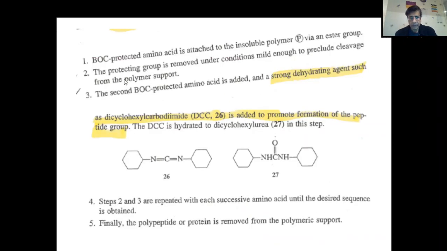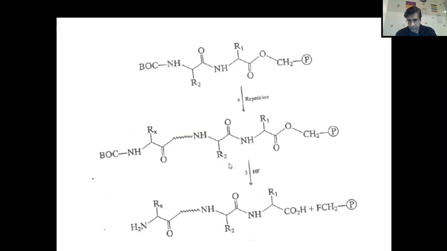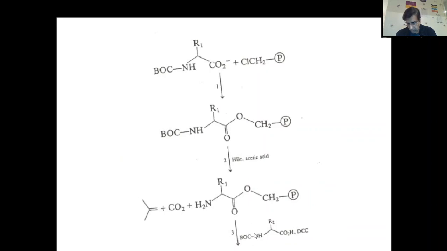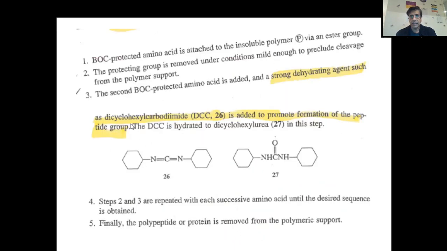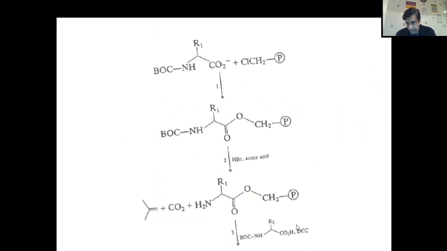So after that, the second BOC-protected amino acid is going to be used. Of course, now the second amino group is introduced, and it should be BOC protected. Look here. This is the third one you are introducing, and this is the BOC-protected group, and that's how the second is introduced. Okay, but you need to use a strong dehydrating agent, DCC, because water is generated. If the water is still there, then the reaction will not take place. So you need a strong dehydrating agent.